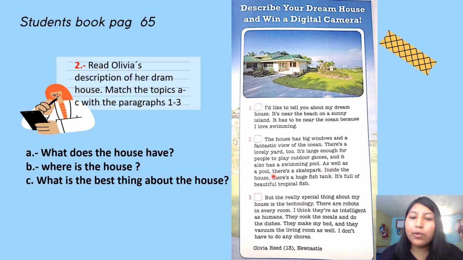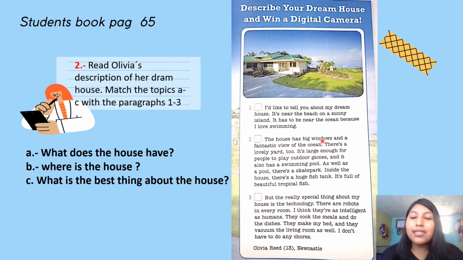As well as a pool, there's a skate park inside the house. There's a huge fish tank. It's full of beautiful tropical fish. But the really special thing about my house is the technology. There are robots in every room. I think they are as intelligent as humans. They cook the meals and do the dishes. They make the bed and they vacuum the living room as well. I don't have to do any chores.